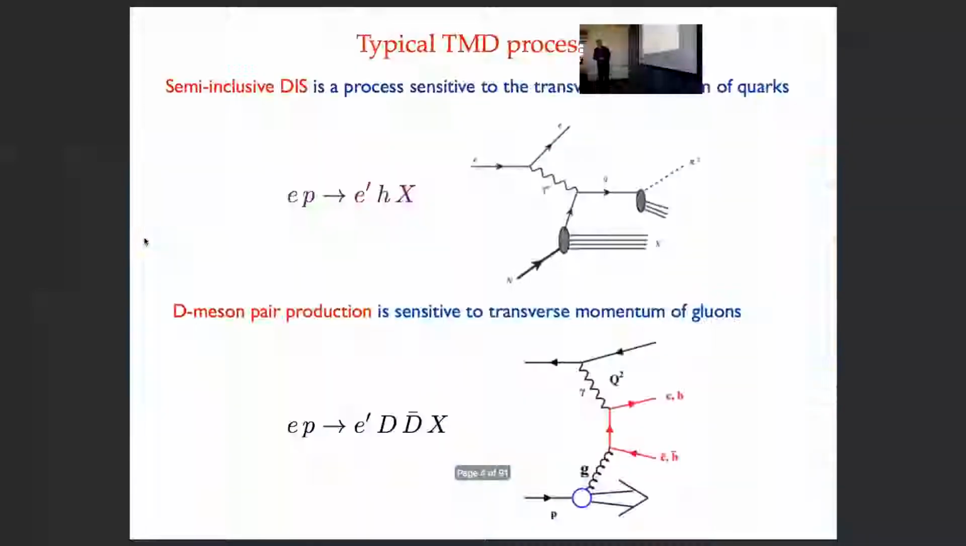Let me go to the Gluon TMDs. A TMD is a transverse momentum dependent distribution function, and there are typical processes where you probe these things. The quark TMDs are typically probed in semi-inclusive DIS, like this. And Gluon TMDs, for instance, are probed in a process where you produce open heavy quarks, so c cbar or b bbar. Those are the typical processes.